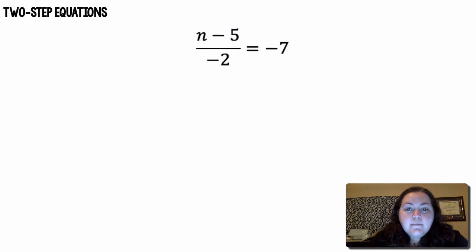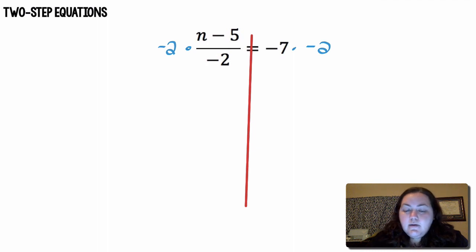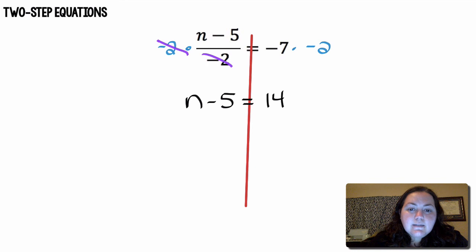All right, this one, I have n minus 5 over negative 2 equals negative 7. All right, so the dividing by negative 2 needs to go first. So I'm going to multiply both sides by negative 2. All right, those cancel. I'm left with n minus 5 equals, a negative times a negative makes it a positive. 7 times 2 is 14. Now I want to get rid of the 5, so I'm going to add 5 to both sides. And I get n equals 19.